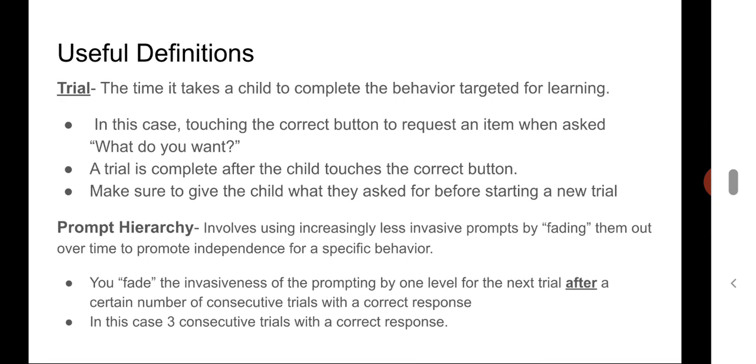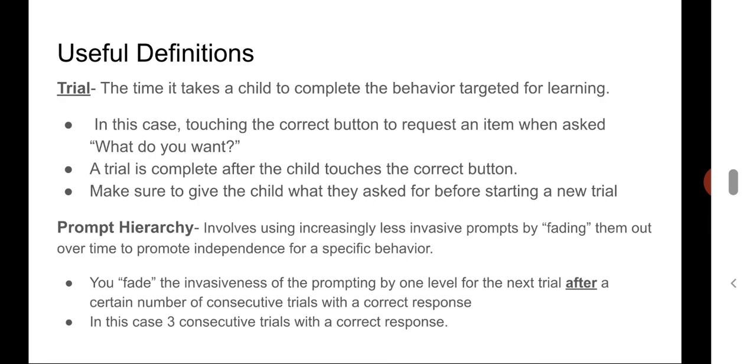Also, you want to make sure to give the child what they ask for before starting a new trial. The point of this is to teach them a more functional way to ask for the things they like. If they touch the button chip and we don't give them the chip, they're not going to see that as a way to gain access to chips. So every time they touch a button, we give them the thing they ask for. If they get upset, that's an opportunity to say, tell me what you want again. Just say, is that not what you wanted? Show me what you want. And then you can reintroduce the communication app to them.